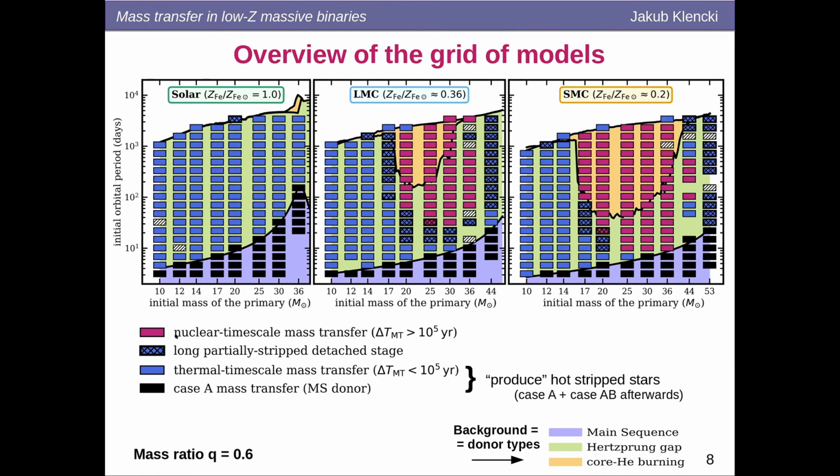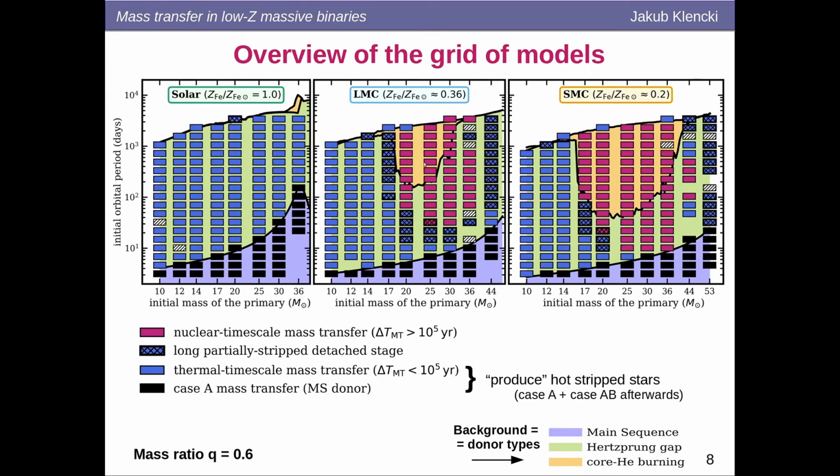So we have models evolving through predominantly nuclear timescale mass transfer in this magenta color. We have blue colored rectangles, which correspond to models that experience this rapid thermal timescale mass transfer leading to full envelope stripping. And then we have the intermediate type of evolution with hatched rectangles, which correspond to quick mass transfer, but leading only to partial envelope stripping. And then we have some case A mass transfer as well.